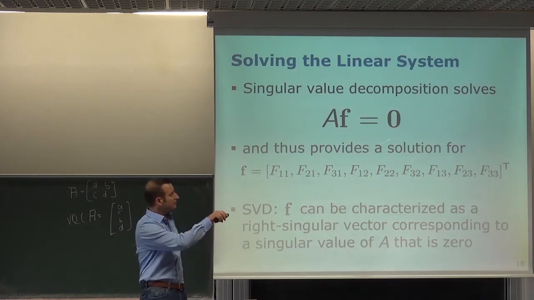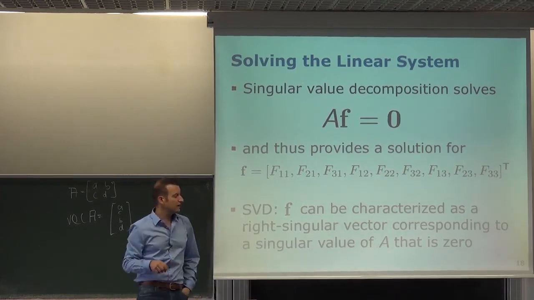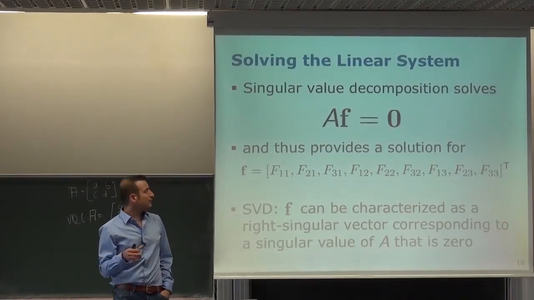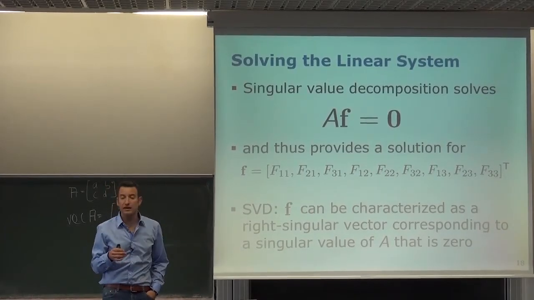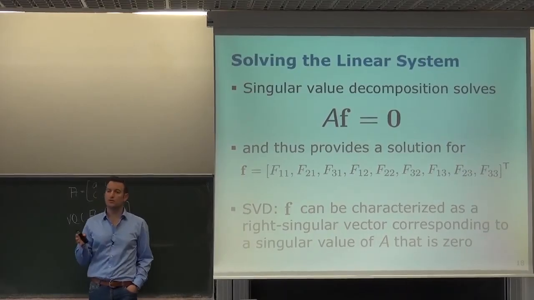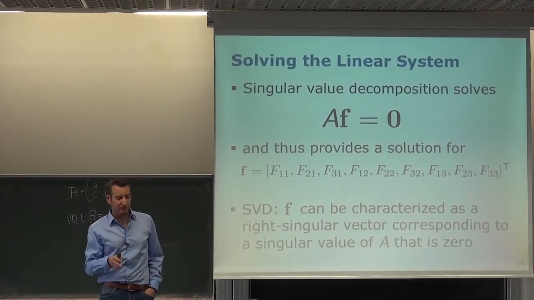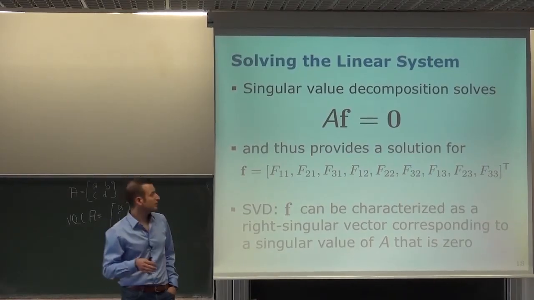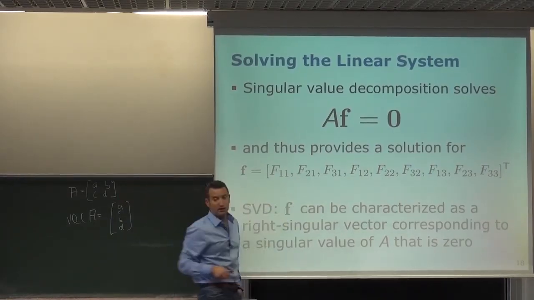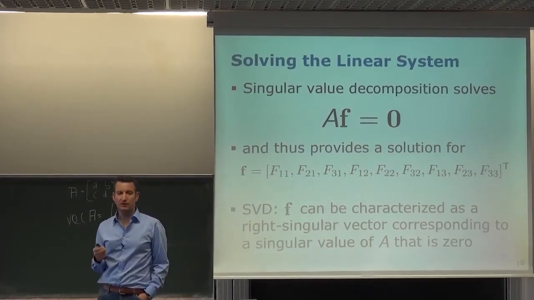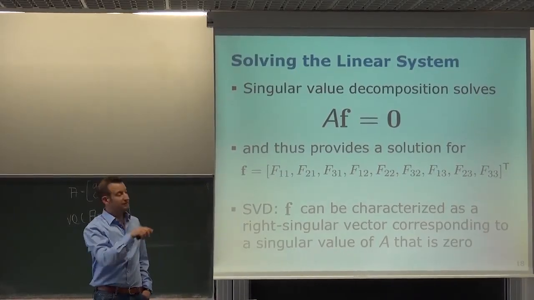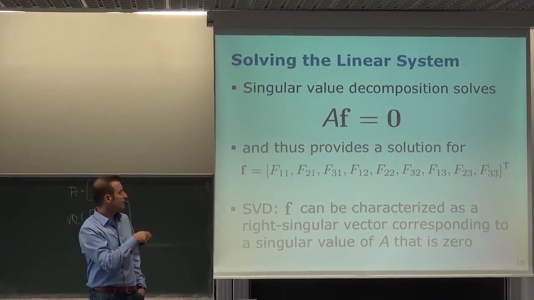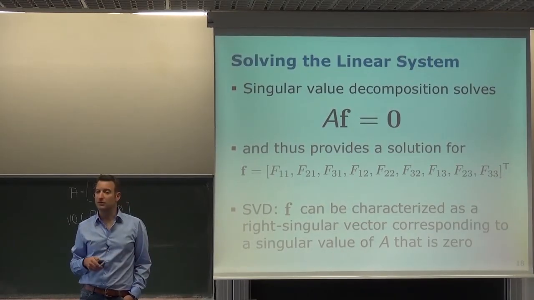So if you look at this equation, what it says is that basically f is a right singular vector of this matrix A, and this is the one which corresponds to the singular value that is 0. So this matrix A has one singular value which is 0, and f is the corresponding singular vector, so the right singular vector corresponding to this one.